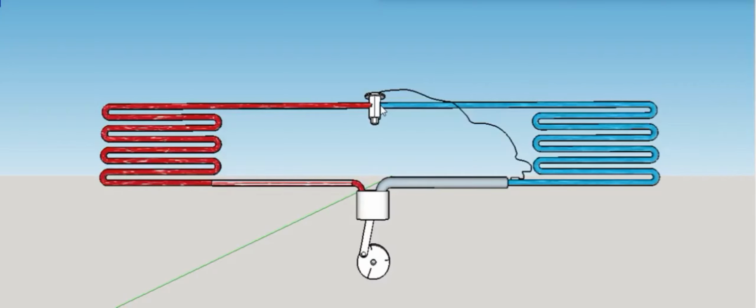The TXV allows a small amount of liquid refrigerant to go through the evaporator, and then in the evaporator it vaporizes and goes around and absorbs all the heat, and all the liquid that came in from the TXV here will all vaporize, and it goes back to the compressor and it pumps around and around. That's how the basic refrigeration cycle works.